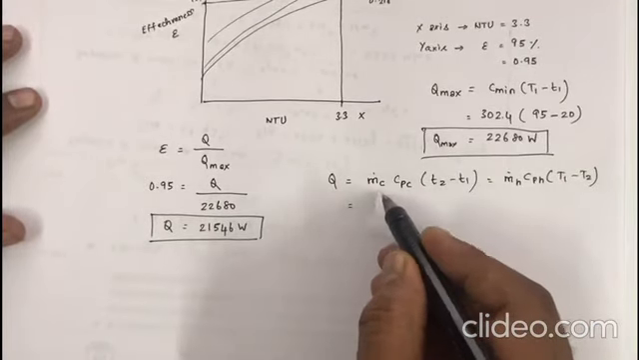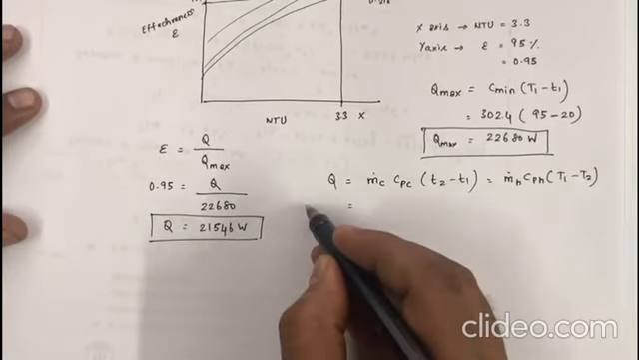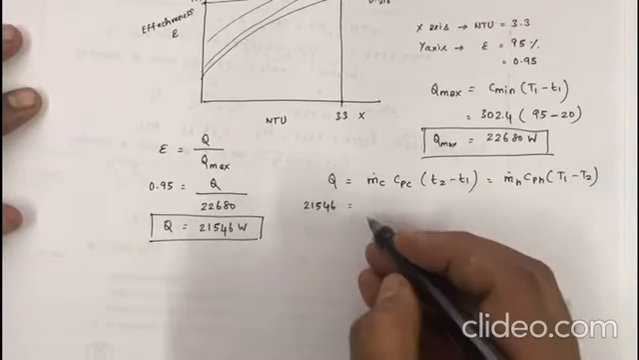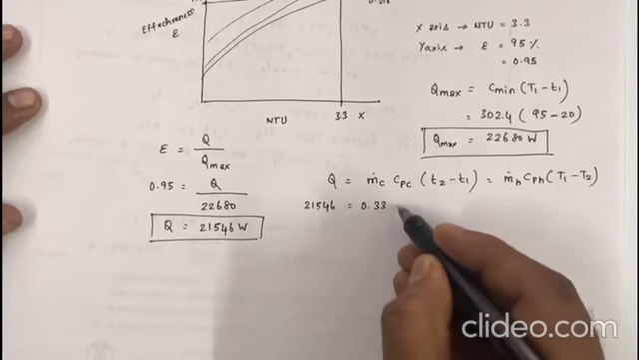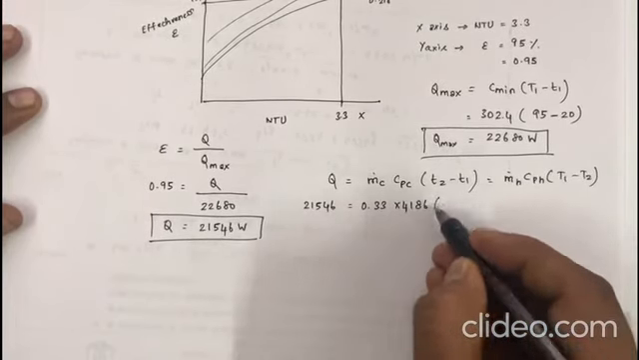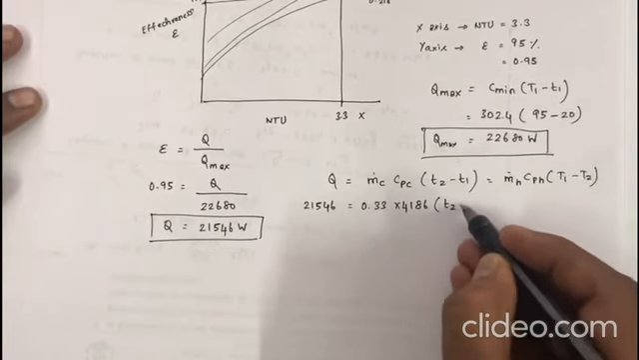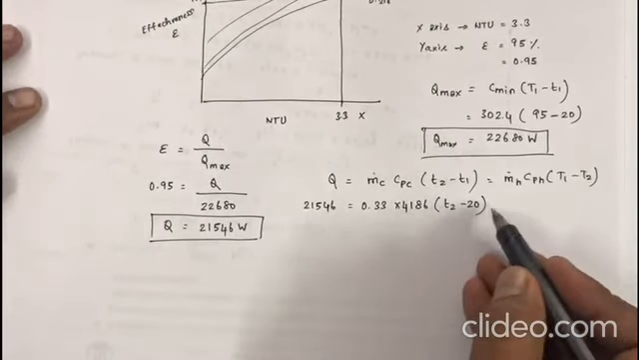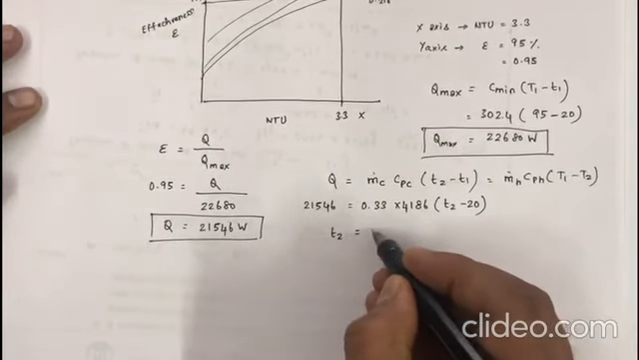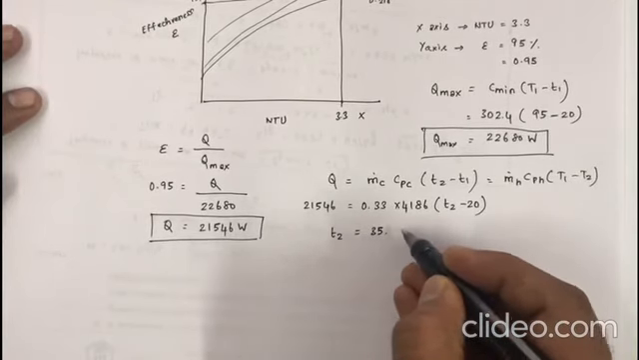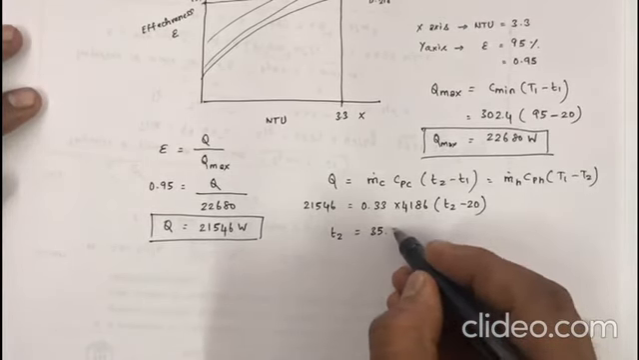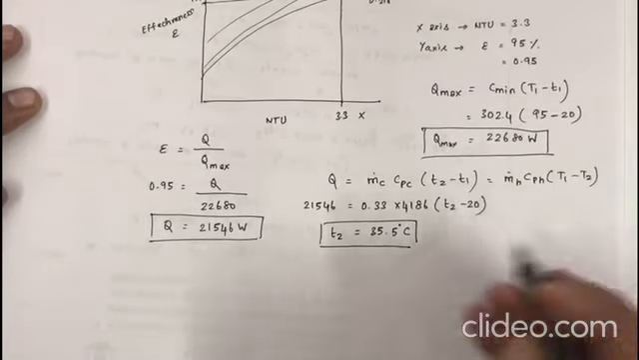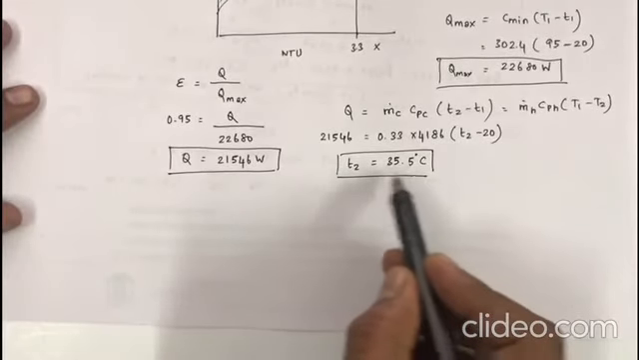Okay. So now we have 21546 is equal to m c, which is the mass flow rate of water, 0.33, into 4186 into T2 minus 20 degrees Celsius. So now you can easily find the temperature T2, which is the exit temperature of the cold fluid, which is 35.5 degrees Celsius, which is asked in the problem. Okay. So this will be the outlet temperature of water.